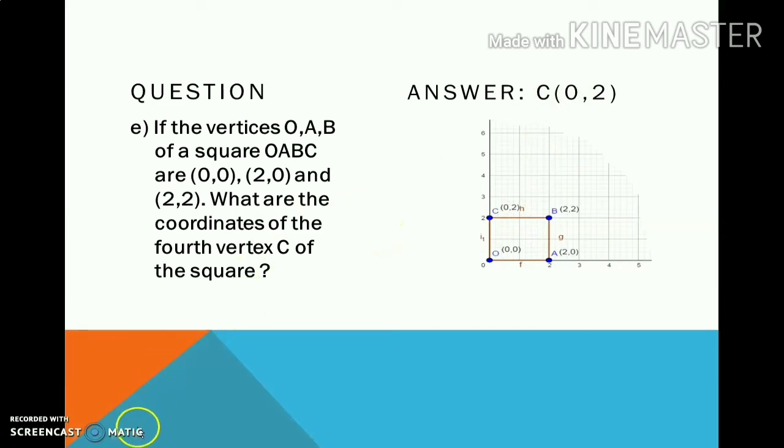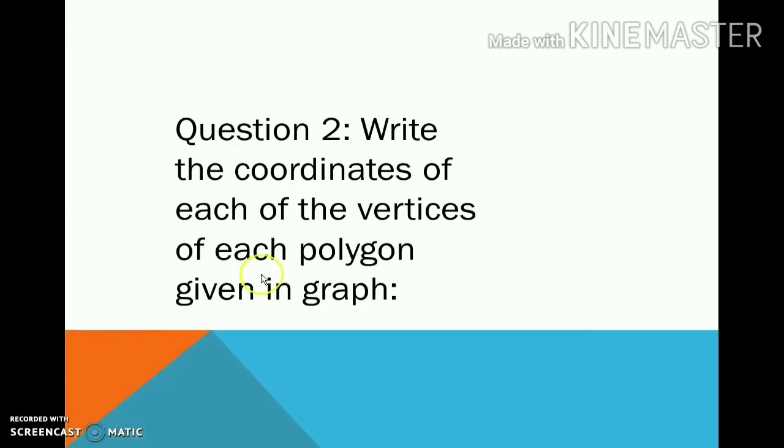Let's do next question. Question 2. Write the coordinates of each of the vertices of each polygon given in the graph. Let's see in video.